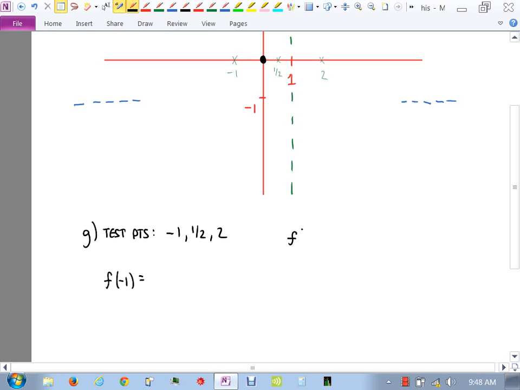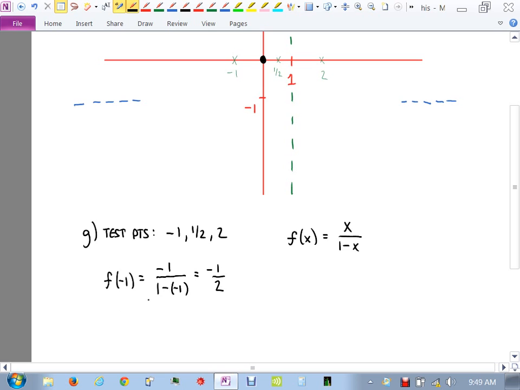Remember the function, I'll write it down here. It was x over 1 minus x, right? So plug -1 into that, you get -1 over 1 minus -1. Be careful there, that's not going to be 0. It's going to be -1 over 2. -1/2. Minus a minus is plus.